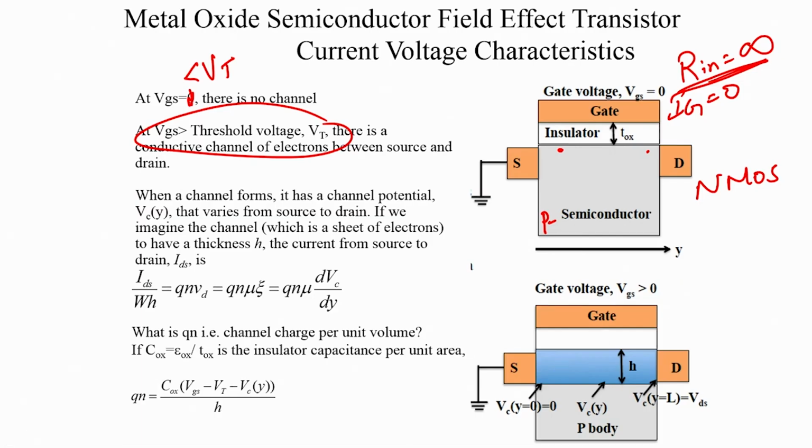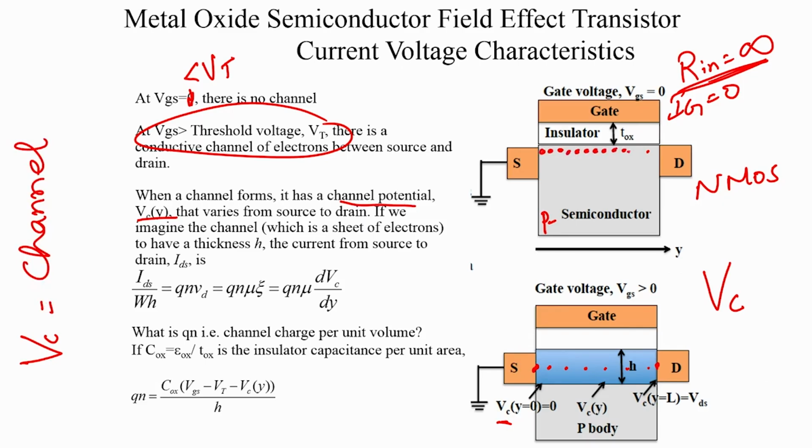If I were to take a voltmeter and head from the source to the drain, and measure the potential of the channel at every point, let us call that potential Vc, which is the channel potential. We have created an N channel, an electron interface. So, you have electrons here, and we are going to go around with the voltmeter and measure the potential of this channel of electrons from the source to the drain. We are going to measure that potential with respect to the source, and we are going to call that potential Vc.